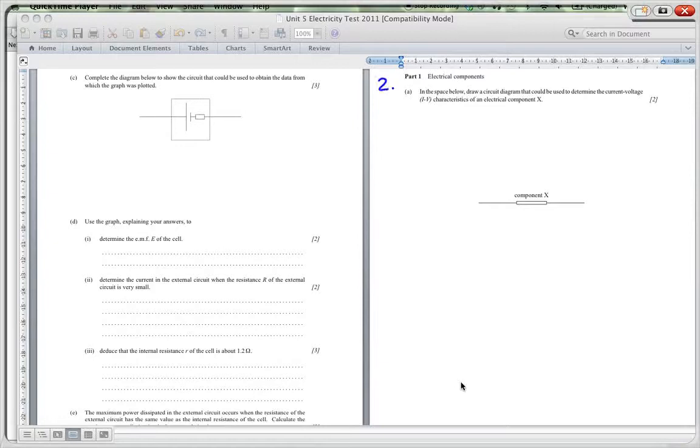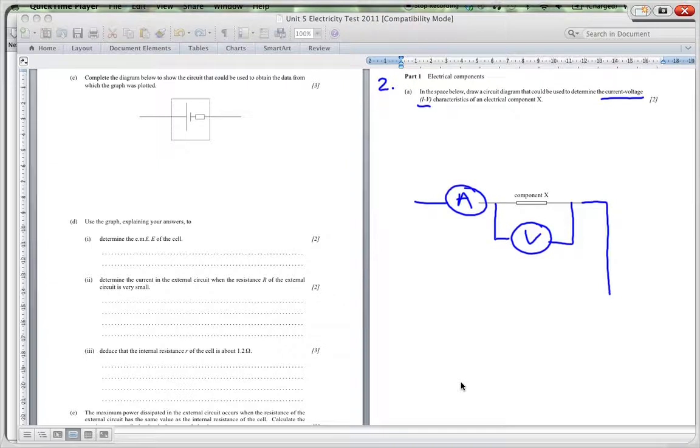Here we're looking at question 2 of the test, and in this question it says, in the space below, draw a circuit diagram that could be used to determine the current voltage IV characteristics of an electrical component X. So we want to measure the IV characteristics for this component. Therefore, obviously we're going to need to have an ammeter in series with that component, and we're going to need to have a voltmeter in parallel with the component so that we can measure those two values. And then you need some means of being able to adjust the current through that component.